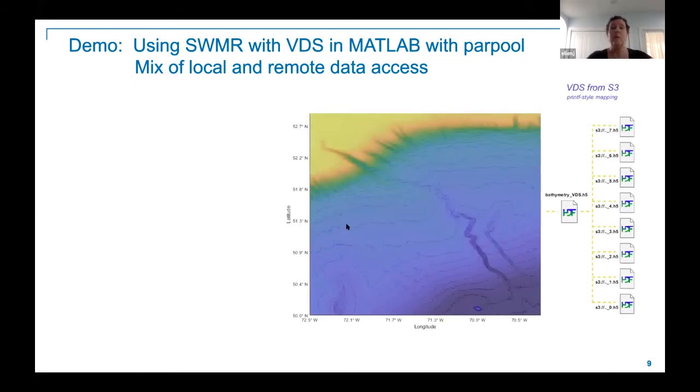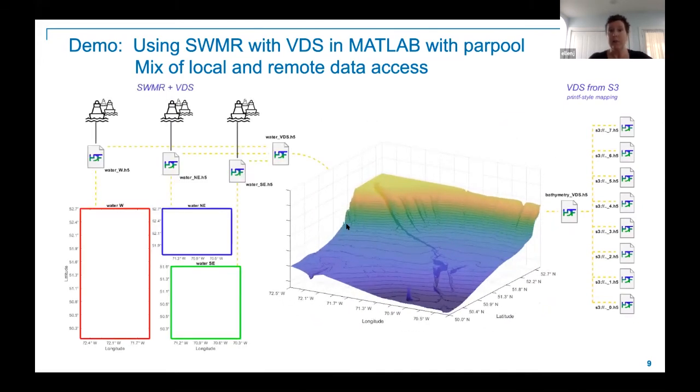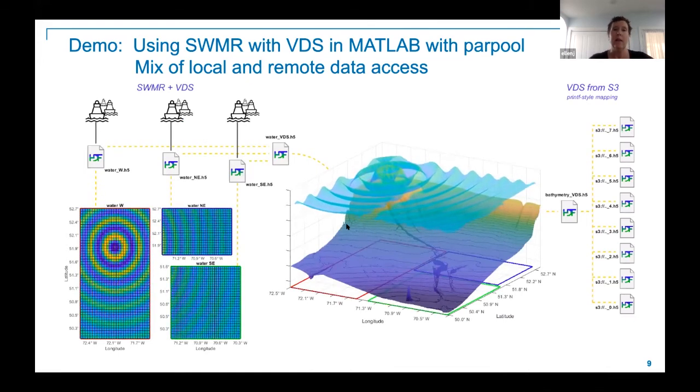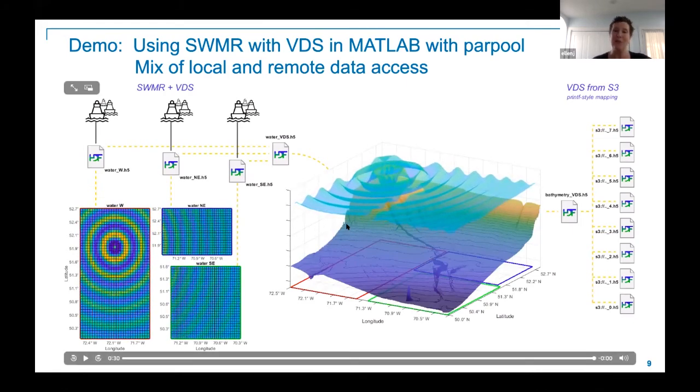But the left-hand side is bathymetry data that was stored as HDF5 files on S3, and there's a virtual data set there. The right-hand side is both swimmer and VDS together, overlaying a physics model that is simulating something huge, like a meteor dropped in the ocean. I want to give credit to my awesome colleague Cedric Juanes. He's a physicist and engineer who came up with this model, and it's really great.